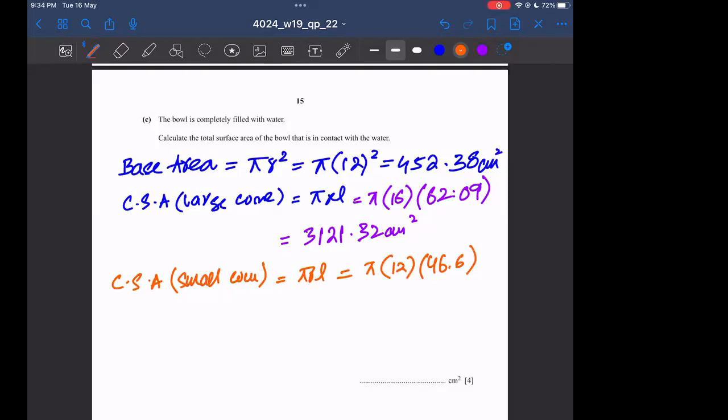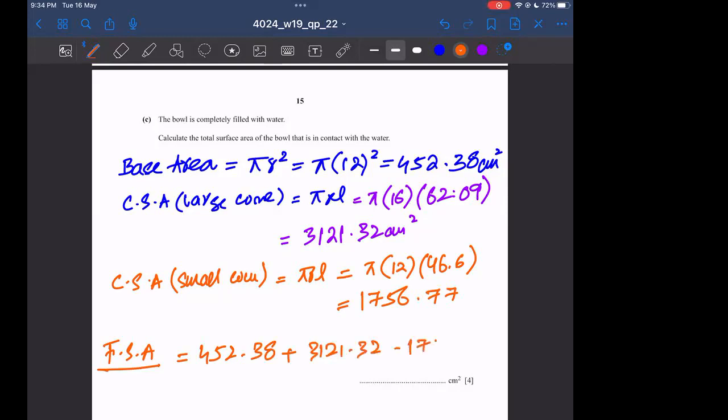We got the value 1756.77. Now, the total surface area that is in contact with the water: we are going to add 452, the base area, plus 3121.32 minus 1756.77. The large cone curved surface area minus the small cone curved surface area.